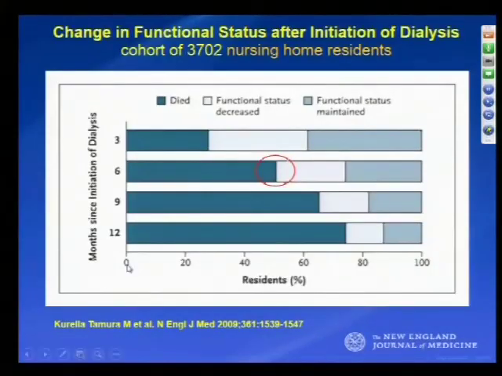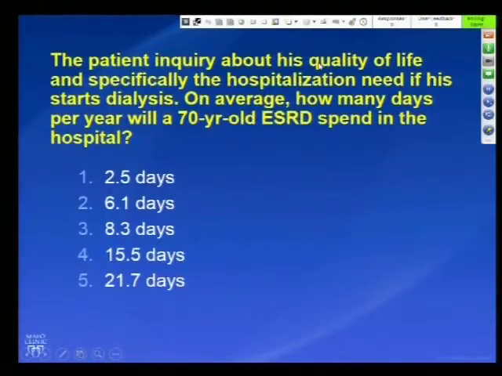And this is a nice study by Kurella Tamura, published in the New England Journal in 2009. Looking at the 6 months after initiation of dialysis, 50% died, and by 1 year, only 25% had maintained their functional status. Again, this is a large cohort, but these are nursing home residents, so keep that in mind. I think this is my last question here, and you can go ahead and vote.